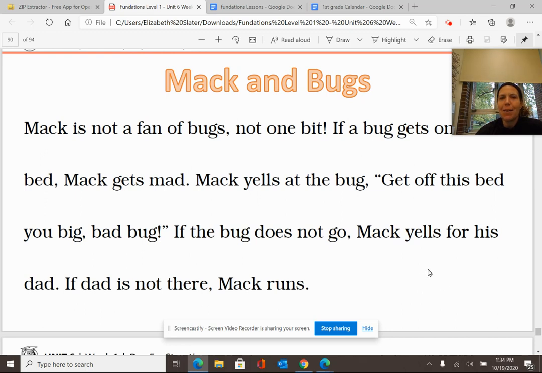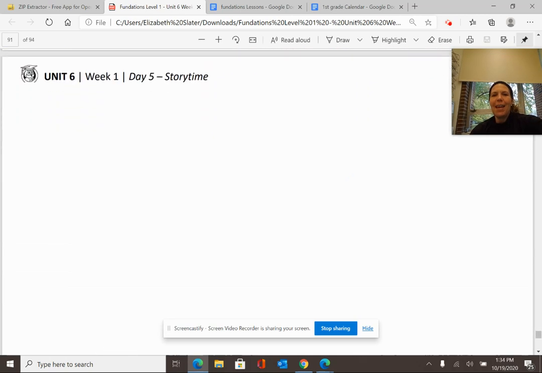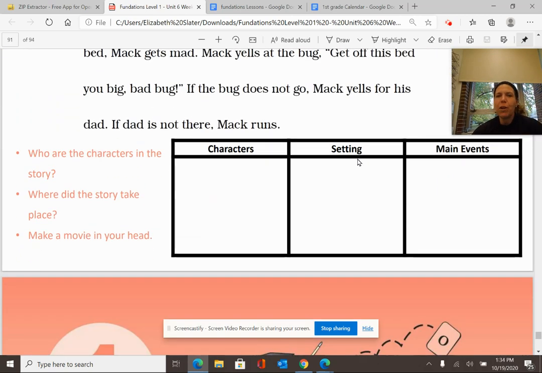If Mac does not get the bug to leave, he yells for someone. Who does he yell for? He yells for his dad. Good. And then, boys and girls, if we're looking at this, where would our setting be? That's where the story takes place. Where did you picture the movie when I was reading it to you? In Mac's house. Good job.